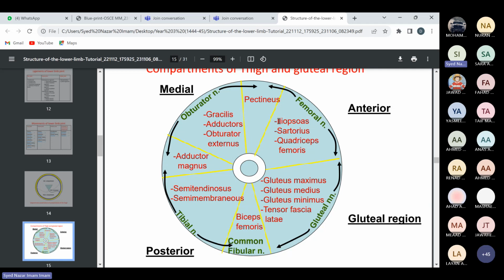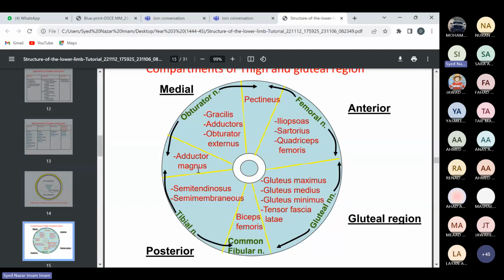What are the muscles of the iliopsoas? Iliacus and psoas major. Iliacus is from the iliac fossa and psoas major is from the body and the transverse process of the lumbar vertebra. The insertion is on the lesser trochanter. So identify these two muscles. You have to identify the iliacus and psoas major, identify their insertion on the lesser trochanter, and name their action and nerve supply. And just below the iliopsoas, you will get the pectineus.